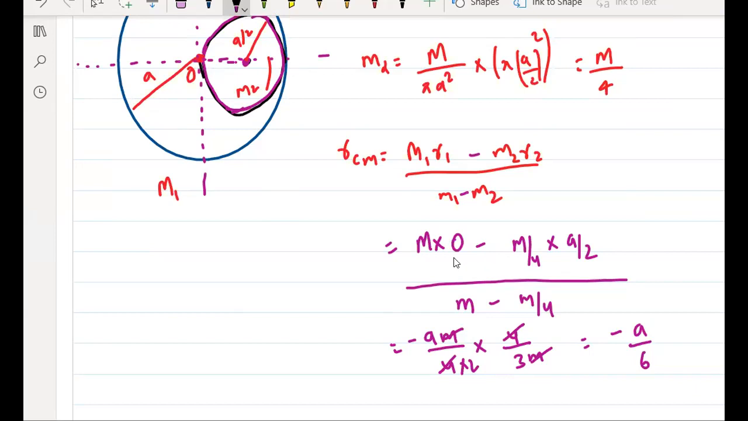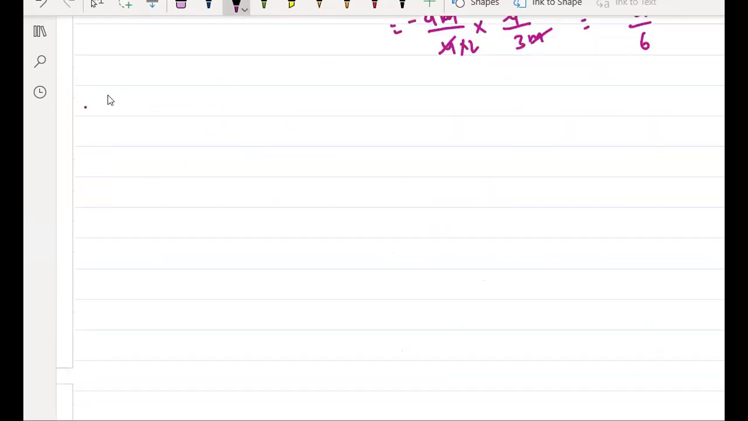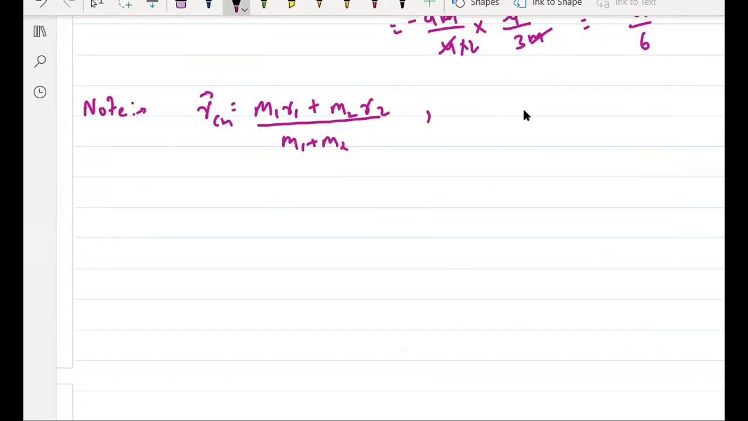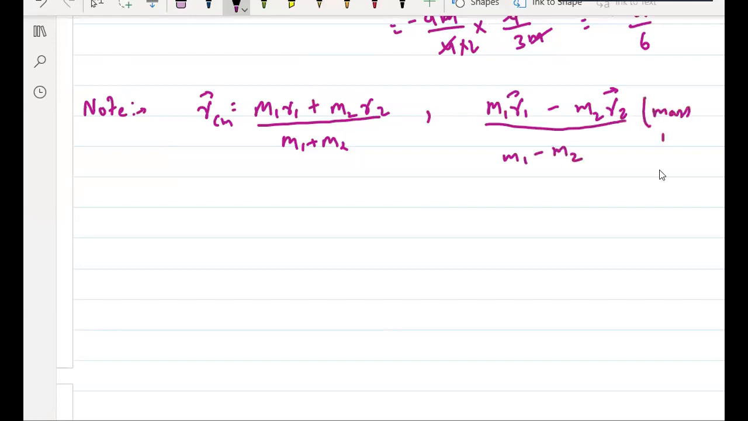Okay, awesome. So let us write some observations. My general formula, RCM, is (M1 R1 plus M2 R2) by (M1 plus M2), taking just two objects. This can also be (M1 R1 minus M2 R2) by (M1 minus M2) if mass is removed. Got it? We will use the concept of negative mass. Yes or no? Raise your hand.